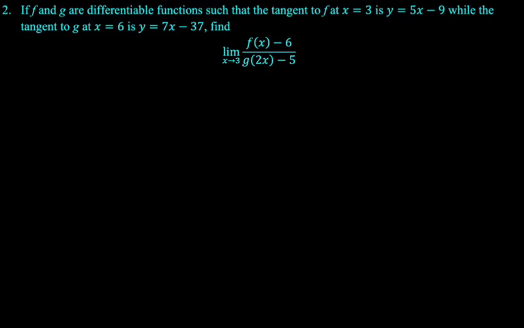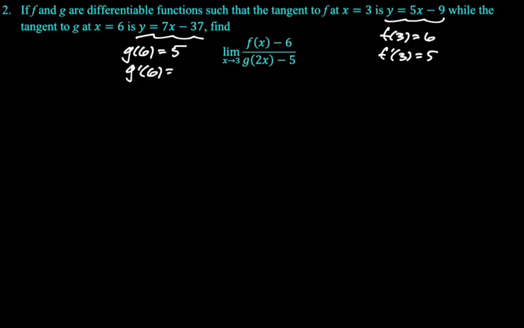Okay, so first things first, I'm going to, from the tangent lines, just get the values that we know, right? So the tangent at 3 is 5x minus 9, so we can find f(3) by plugging in 3 there, right? 15 minus 9 is 6. We can find f'(3) by using the slope, right? It's just 5. Do the same thing for g, but at 6, which is kind of weird. So g(6) is going to be 42 minus 37, which is 5. g' is going to be 7. Okay, so we know these things.